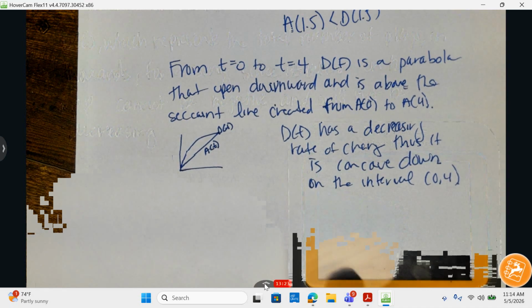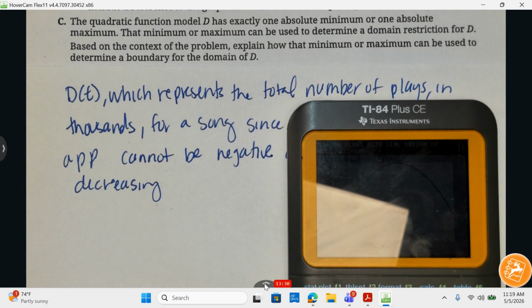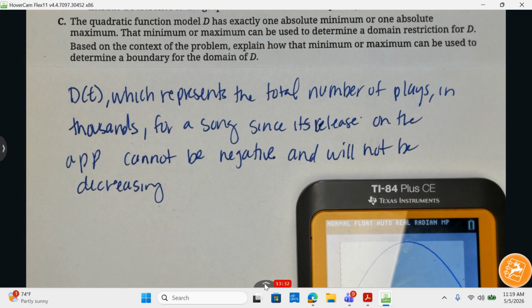Let's take a look at C here. We have a quadratic function, and so I've gone ahead and graphed this. It says it has exactly one absolute minimum or maximum. We can see this has a maximum, and that minimum or maximum can be used to determine the restrictions of the domain, which means the endpoint. You can say it can go up to this amount. Based on the context of the problem, explain how the minimum or maximum can be used as a boundary.